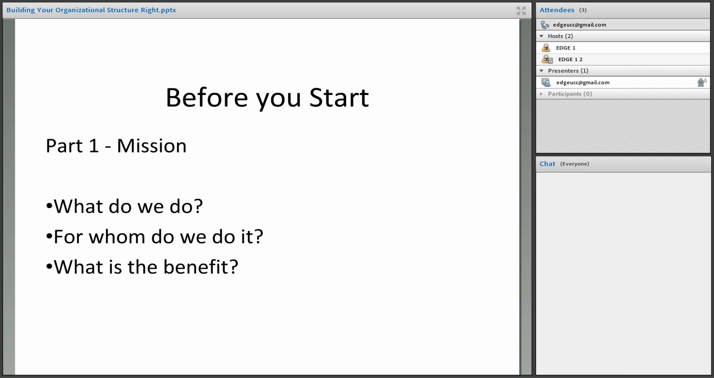So the first one is that your organization should have a really clear mission. And a mission answers three questions. What do we do? For whom do we do it? And what is the benefit?